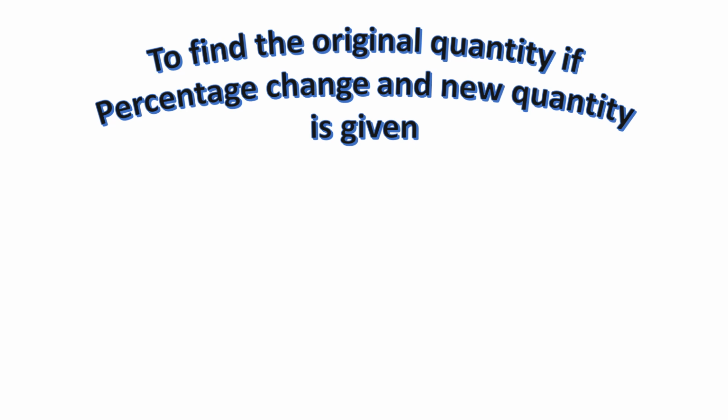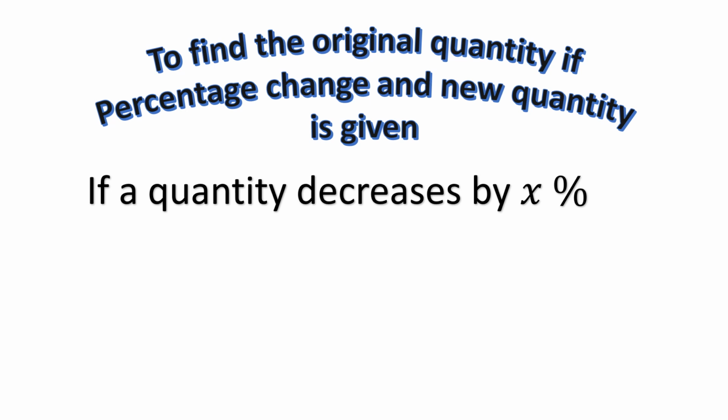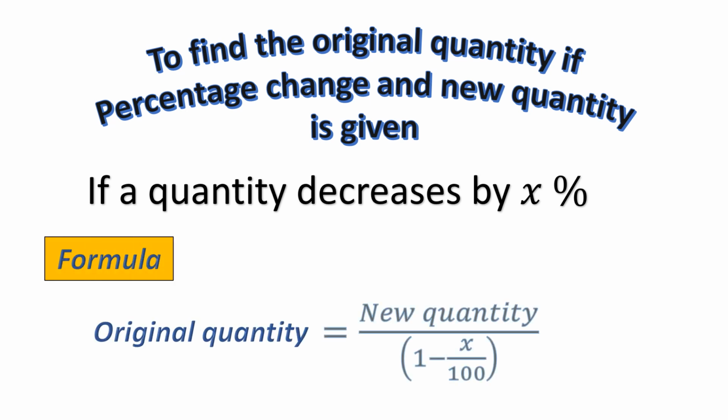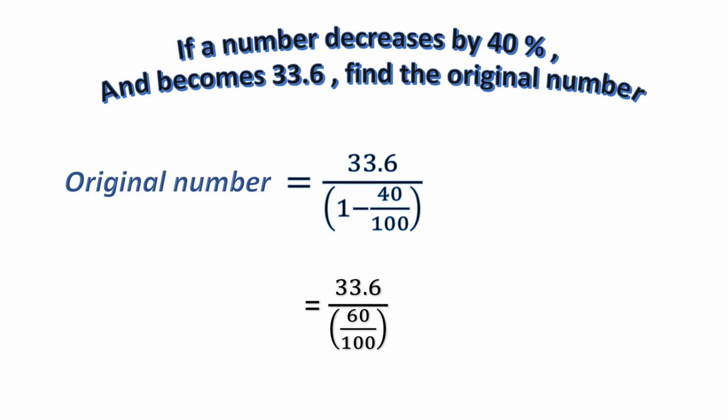Now, if you are to find the original quantity, the percentage change and the new quantity is given. If the quantity decreases by x%, what will be your formula for original quantity? That is new quantity divided by 1 minus x by 100. Let's try one. If a number decreases by 40% and becomes 33.6, find the original number.